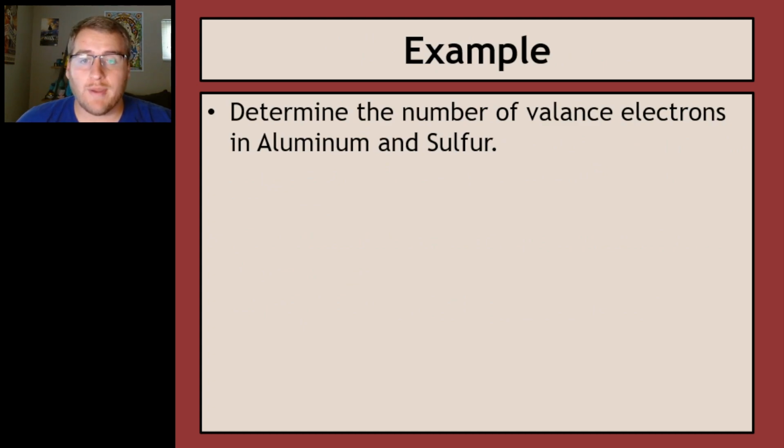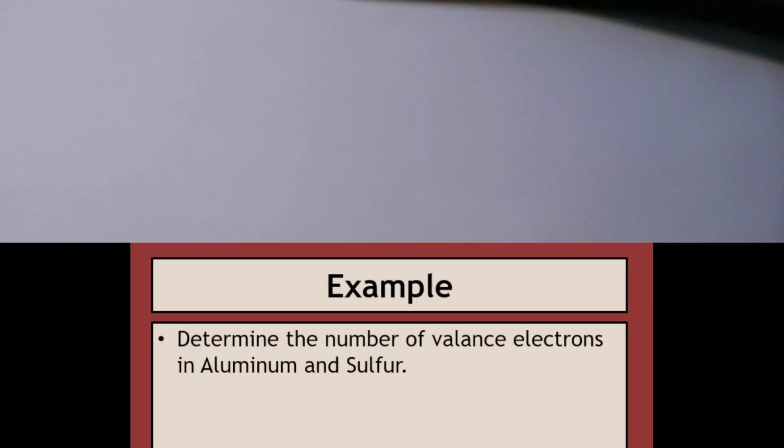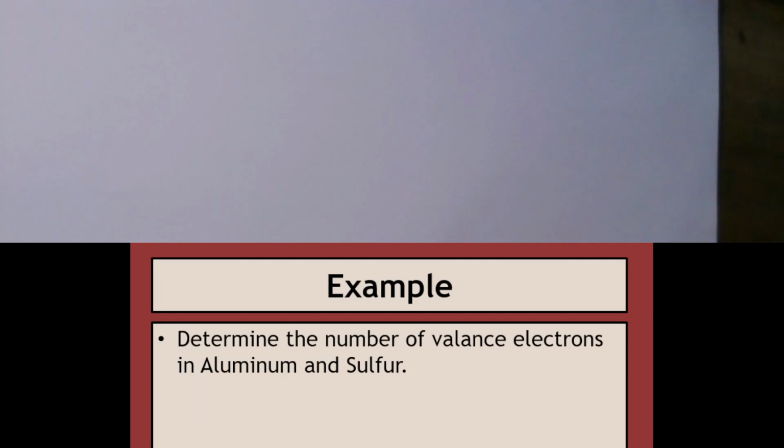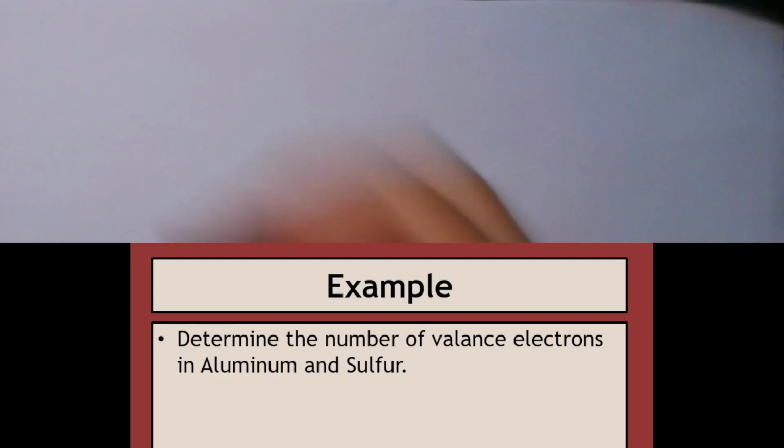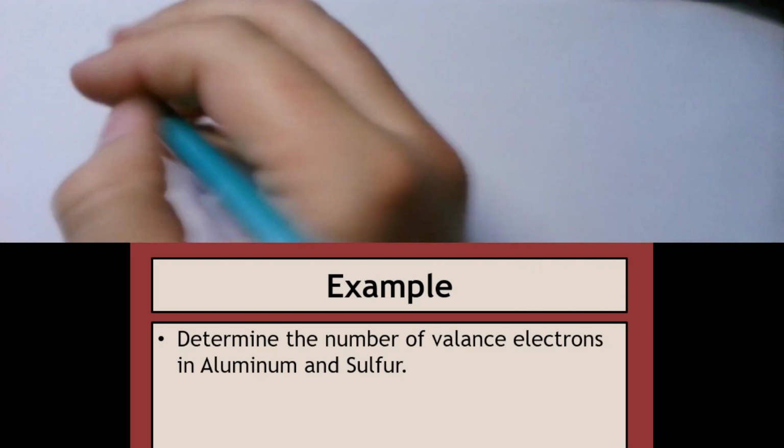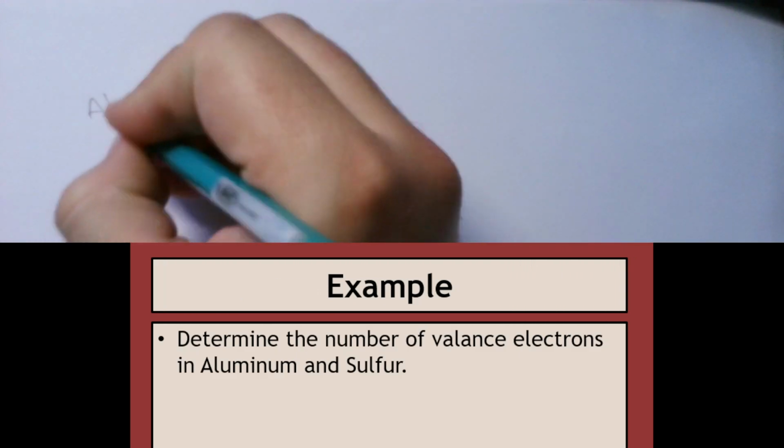So we need to be able to quickly determine how many valence electrons are in some different atoms. We can break it down in a couple different ways. There's lots of different ways to figure it out. And at the end, I'll show you a shortcut to make it a lot simpler. So if I have these two atoms, I want to figure out how many valence electrons they have. First way I can do it is I can write out the electron configuration. I can write out for aluminum.